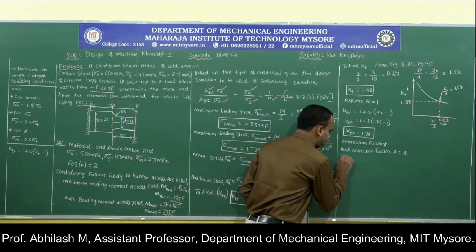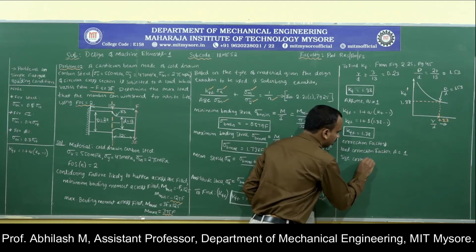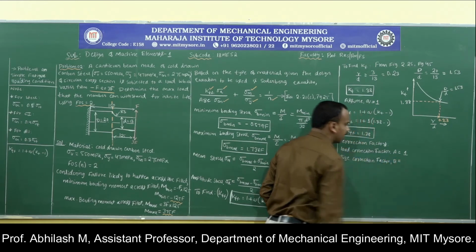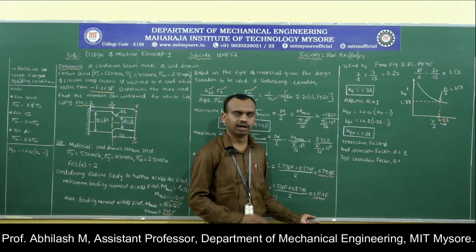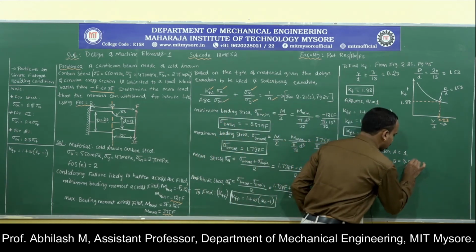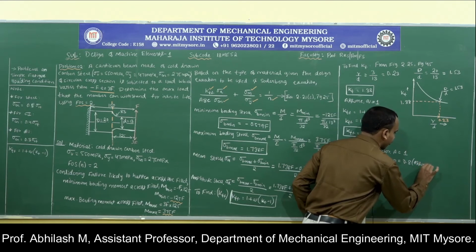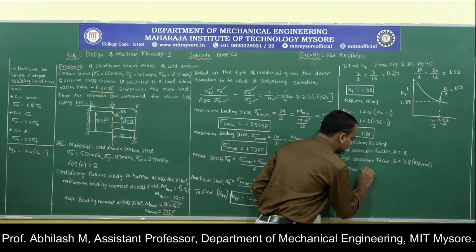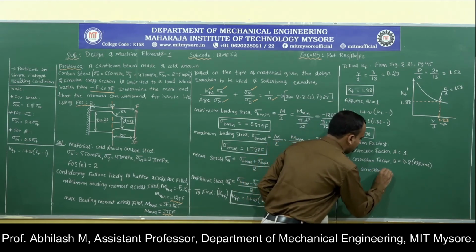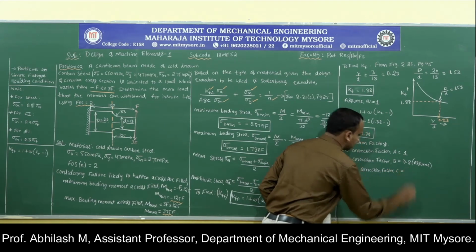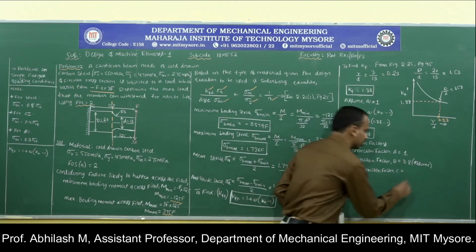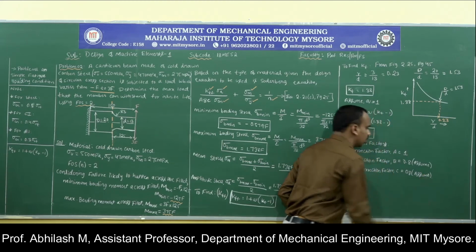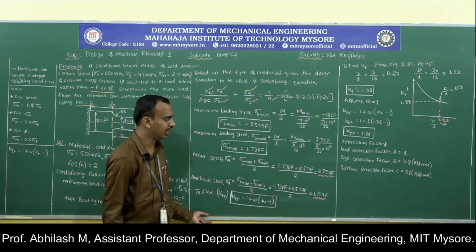Similarly, the size correction factor, that is B, we are going to assume the value of 0.8. The surface correction factor, C, I am going to assume the value to be 0.8. You can assume between 0.8 to 1. I am going to assume the value to be 0.8.